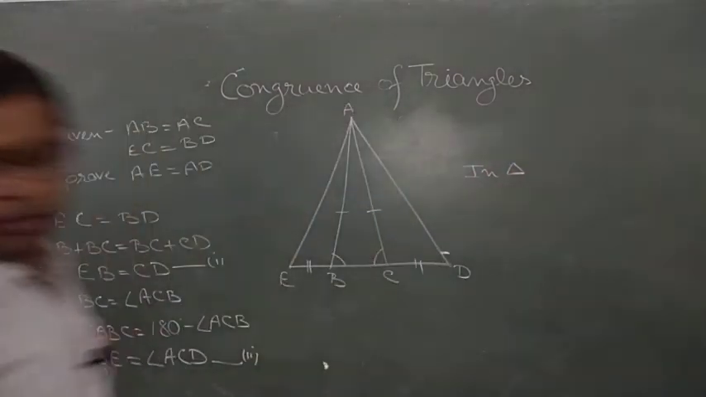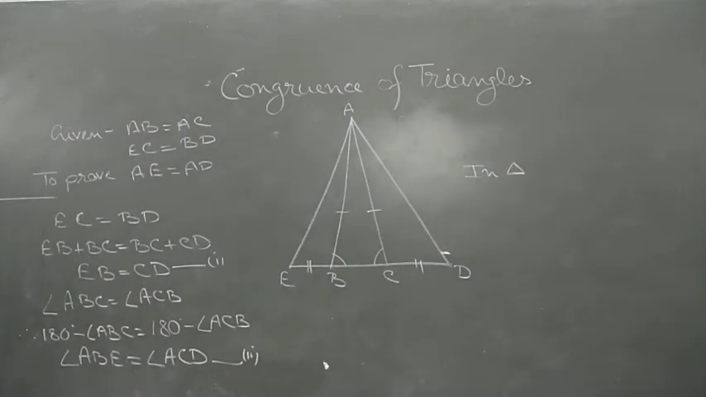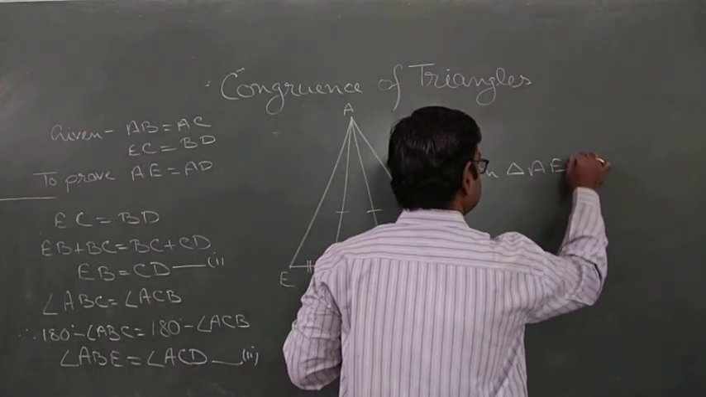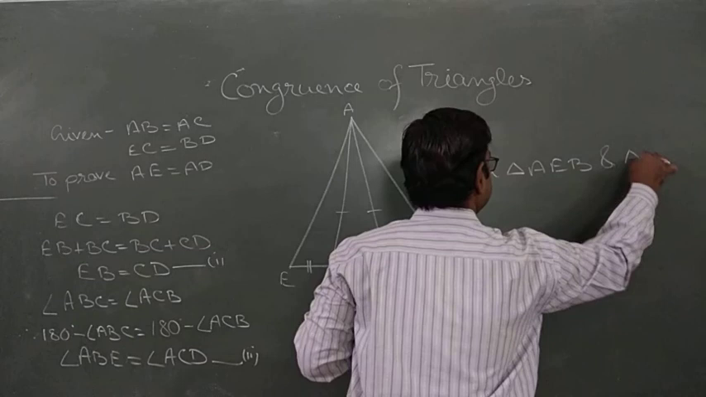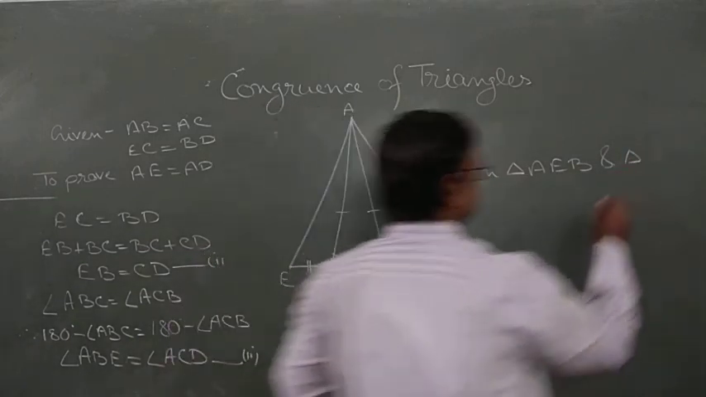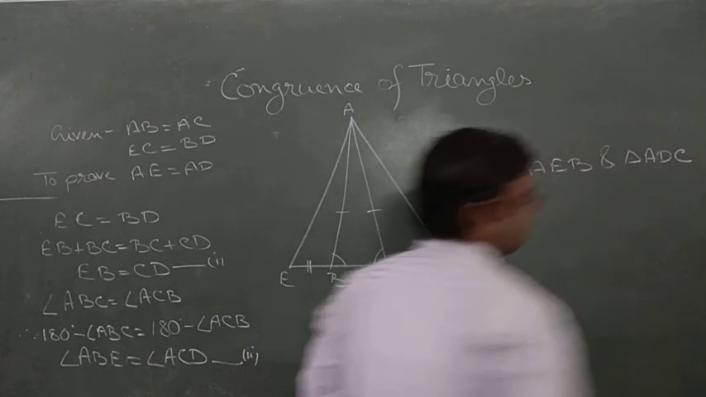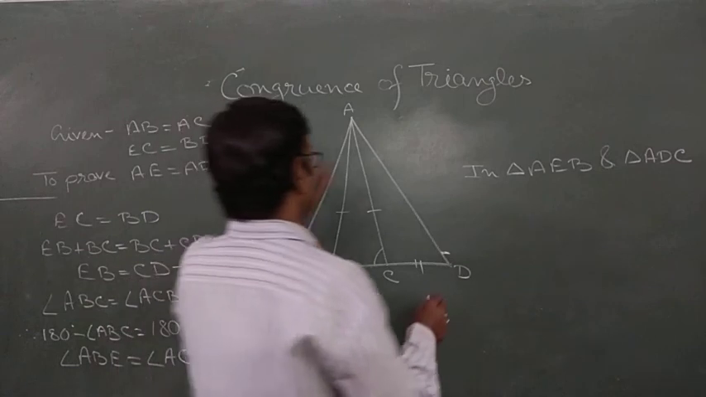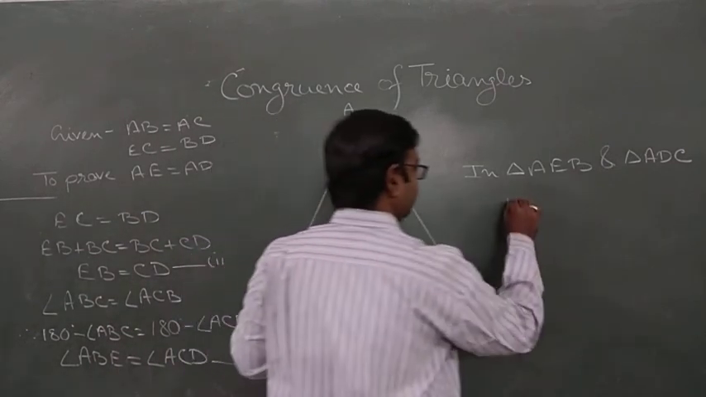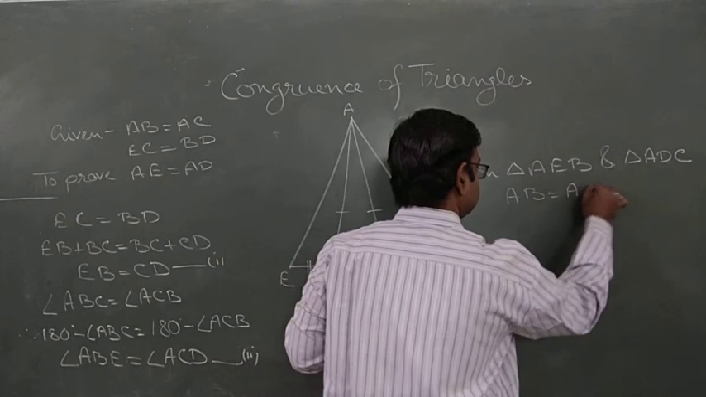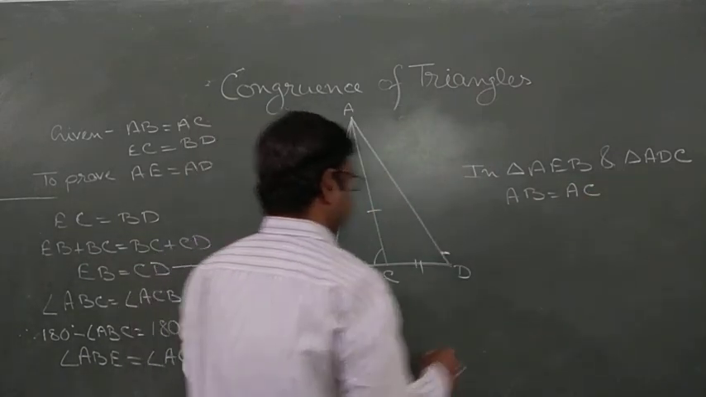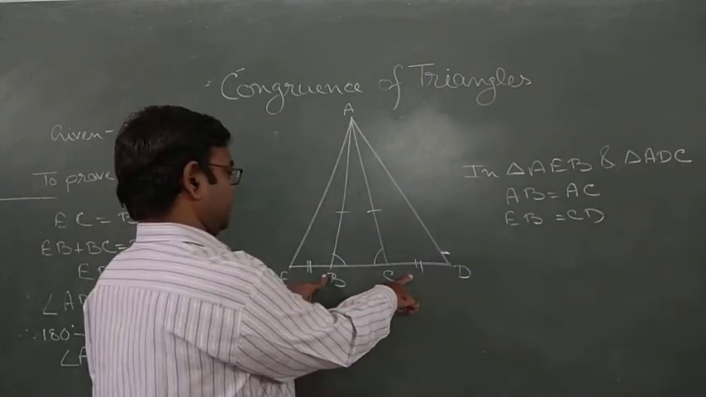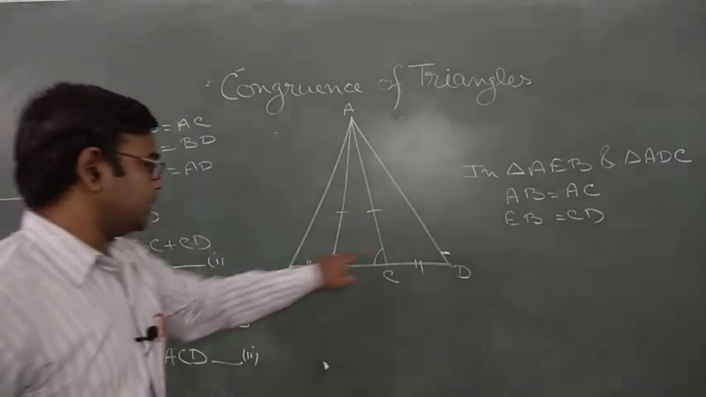In triangle, I hope you are able to see this one. In triangle AEB and in triangle ADC, okay, now start. AB equals AC given, number 1, it is given. Then we prove that EB equals CD. We proved these two are equal, and just now proved that these two angles are also equal.